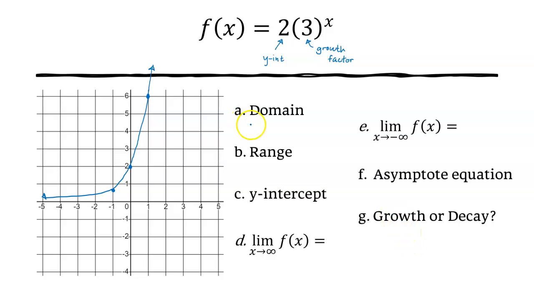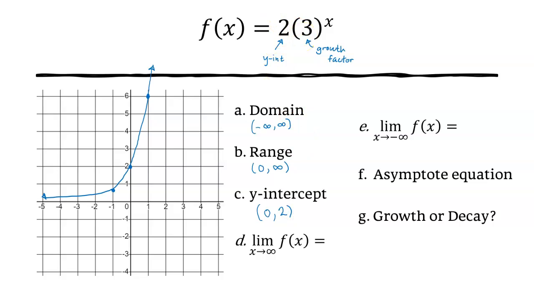The domain for this graph is going to be all real numbers. There is no domain restriction on exponential functions. The range, if I think bottom to top, we're going to start really close to 0 and we're going to go up towards infinity. The y-intercept is going to be (0, 2), and we can see that in our equation as the very first thing.